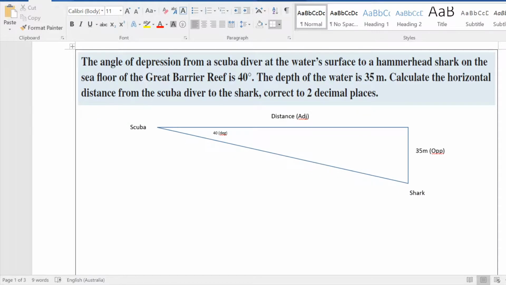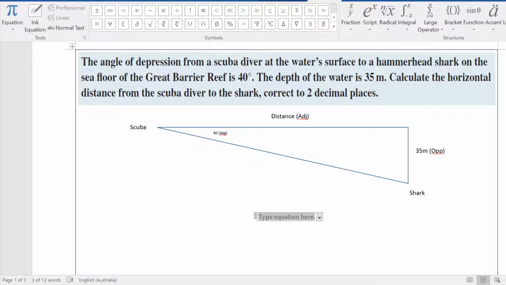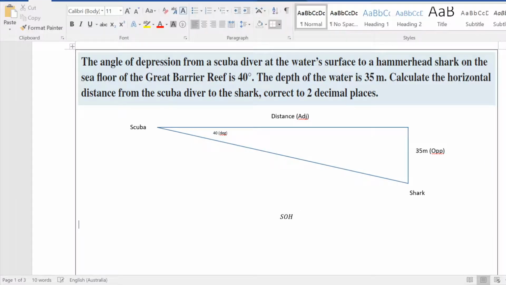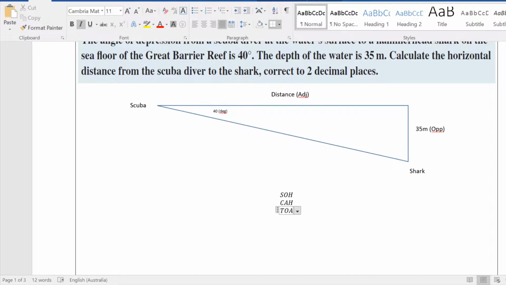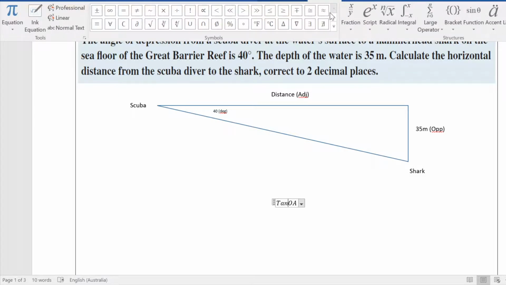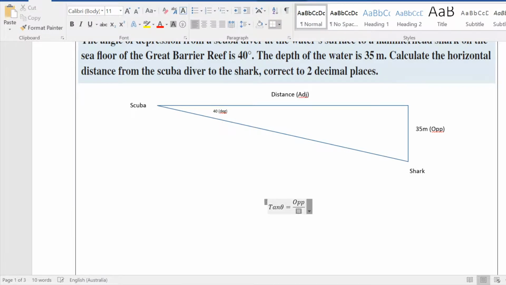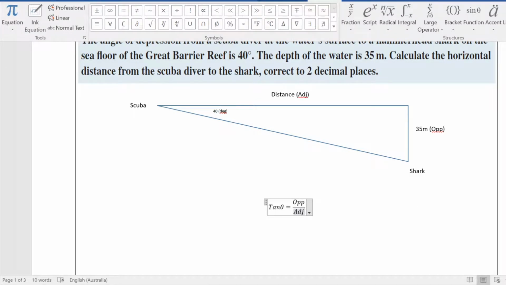So, as always, and I know this is probably the third video you've seen where I do this, we always start with our SOH CAH TOA. Now, we're dealing with the opposite and adjacent, so TOA is what we're going to be using for this example. T stands for tangent. So tangent theta is equal to the opposite side over the adjacent side. So there's my formula. There's step 2 done.